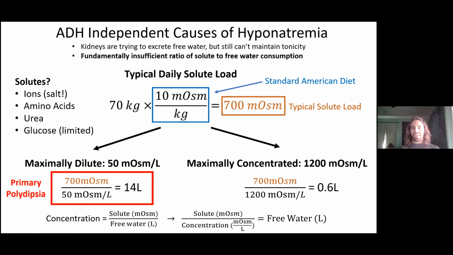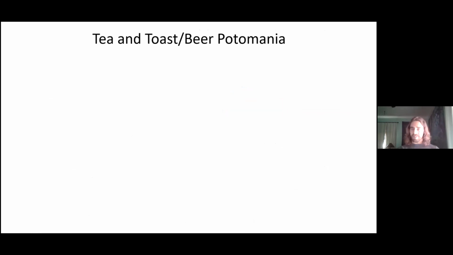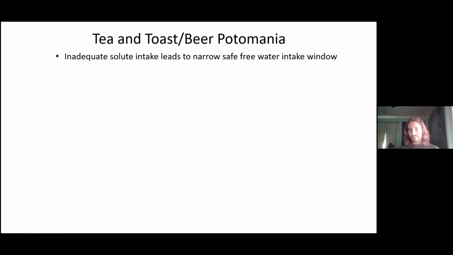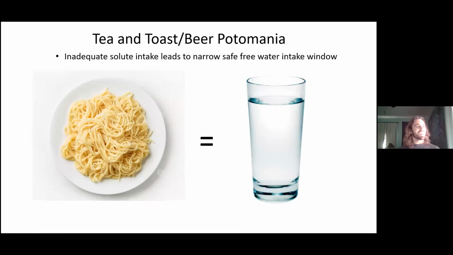Now, the cases that we'll see more often in the hospital are tea and toast and beer potomania. And this is a slightly different variation of the same thing, but here it's actually inadequate solute intake that leads to a narrow, safe free water intake window. So it's a little bit different. And I like this because there's a joke in nephrology that a nephrologist looks at a plate of pasta and just sees a cup of water.